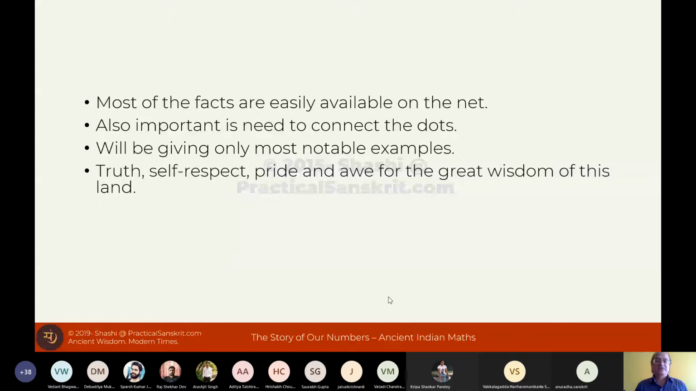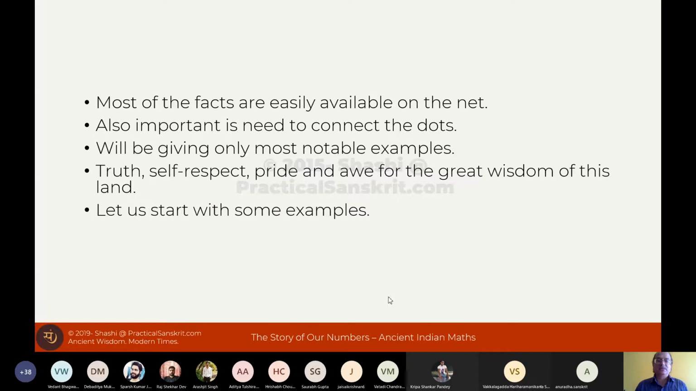Second, to have some self-respect and pride and awe at the great wisdom of this land of which we are inhabitants. It doesn't matter whatever thinking or faith or belief we have, the people of this land have done great stuff, and we should know. I mean, we know more about Greeks and Romans than Indians, right? So let us start with some examples.